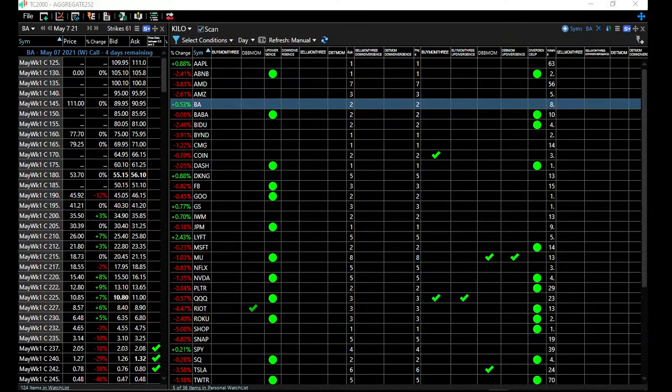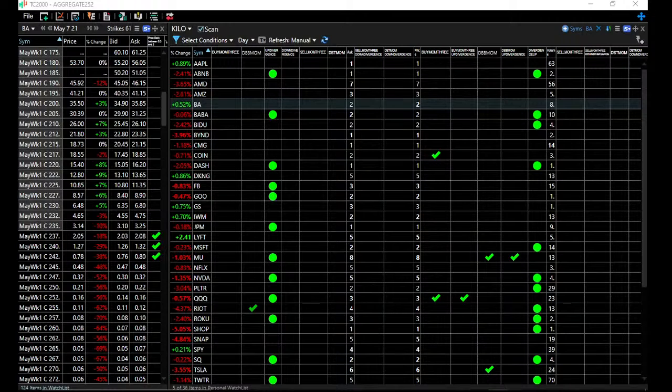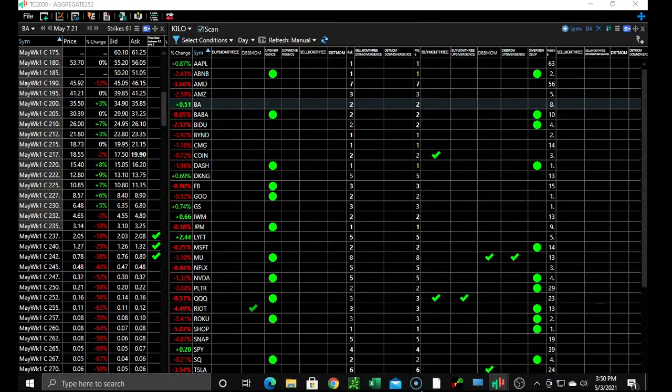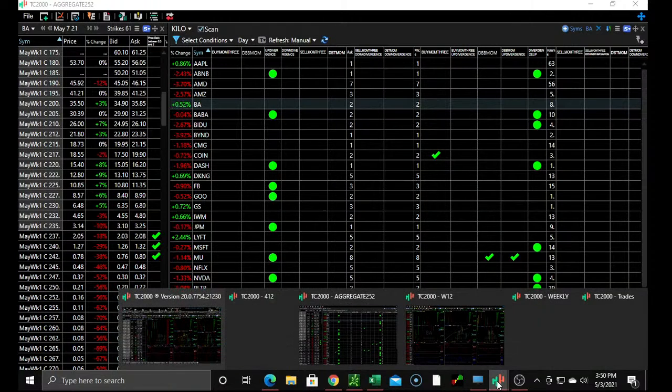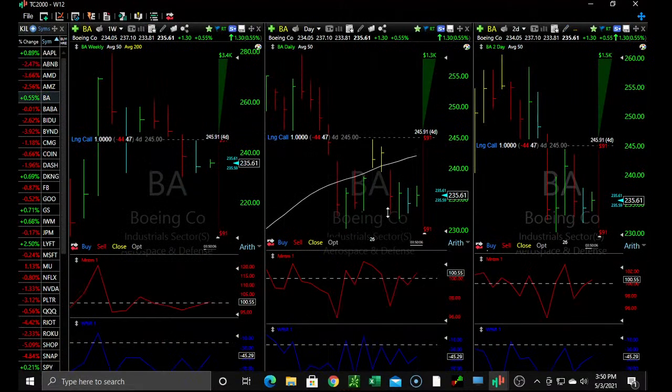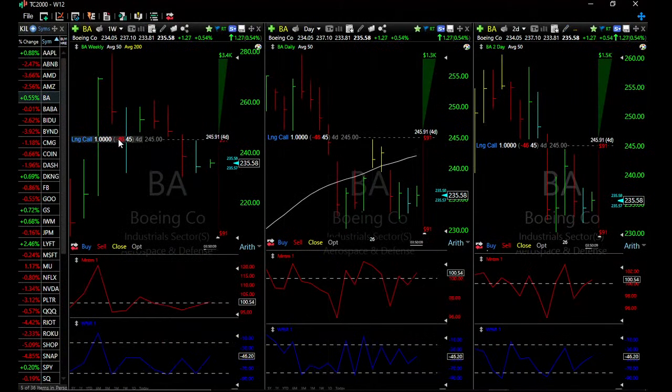I'm in the 245 call on Boeing. I paid $90 for that contract. So I'm in the 245 right now. It's at 235, so it's $10 out of the money. So for me to be a winner, there's the contract. Right now I'm down $40.